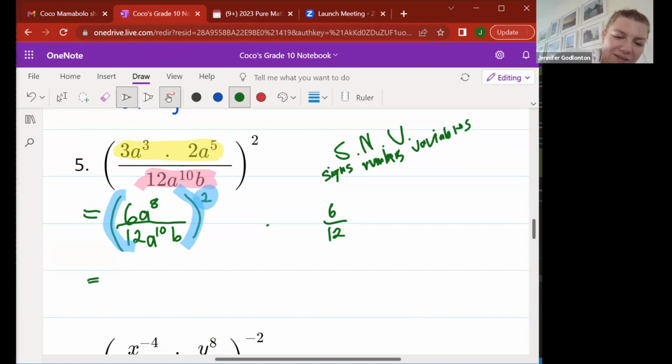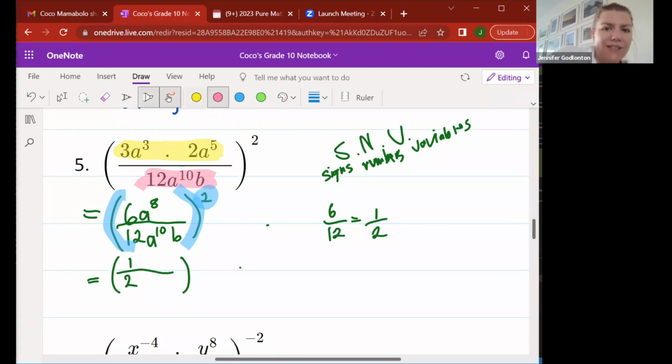Okay, so if I simplify 6 over 12 in the calculator, I'm going to get 1 over 2. All I have done there is simplify those numbers. Now we're going to look at our variables. I've got a to the 8 at the top, and I've got a to the 10 at the bottom. That means that they are bigger at the bottom. So I'm going to have a to the 2 at the bottom, because that's where they're bigger. So that's looking at our a's.